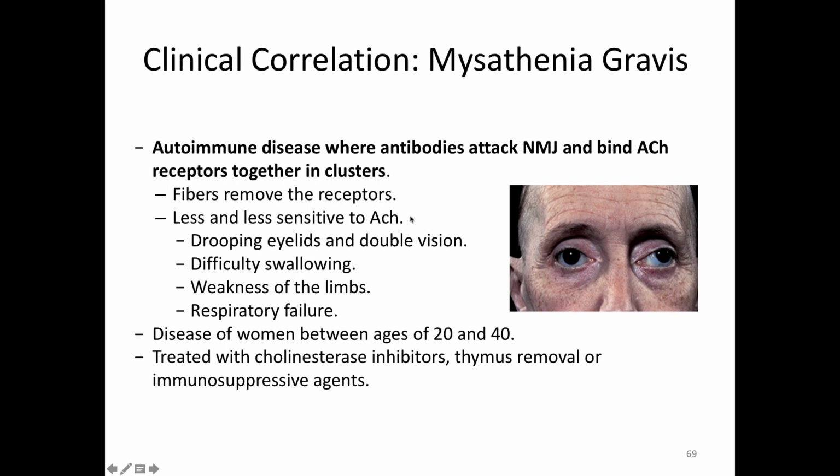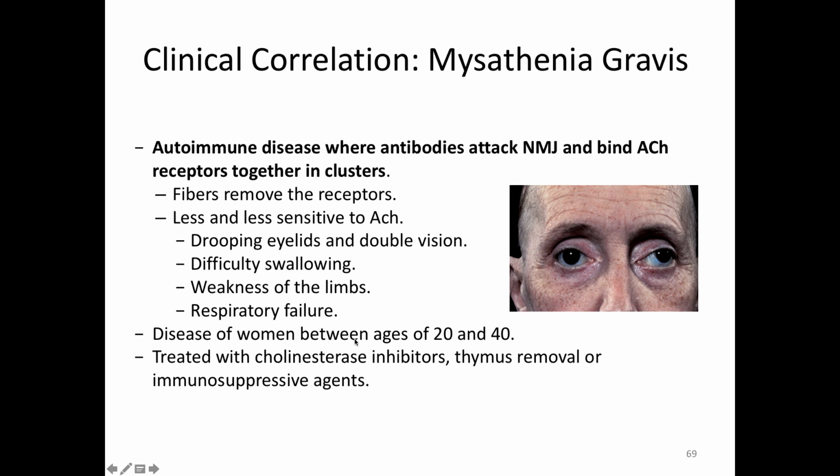So there's nothing wrong with the neurons. They're still producing acetylcholine like normal, but the available receptors to receive the acetylcholine and excite the sarcolemma are going away. So you get progressive weakness and drooping of eyelids. You also get double vision as your eyes are no longer able to converge on the same thing because the rectus muscles of your eyes back in here are skeletal muscle. You get difficulty swallowing, weakness of limbs, and eventual respiratory failure if left untreated.